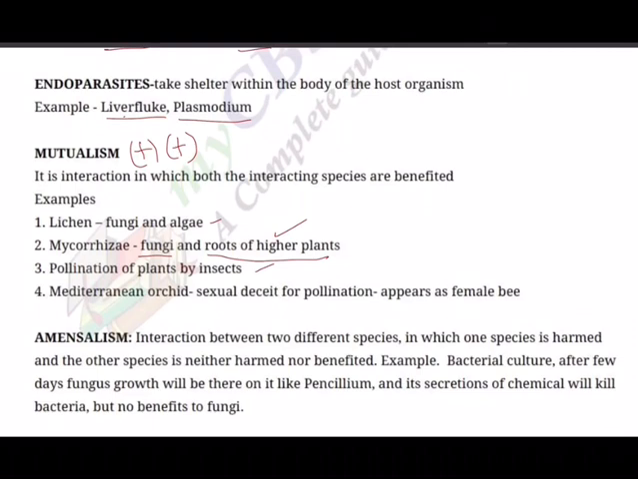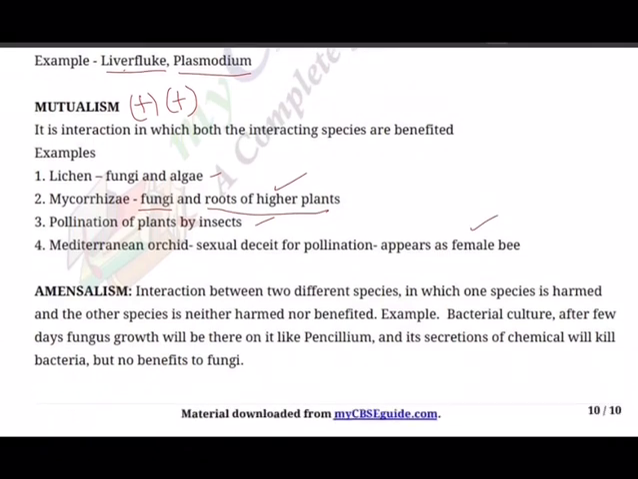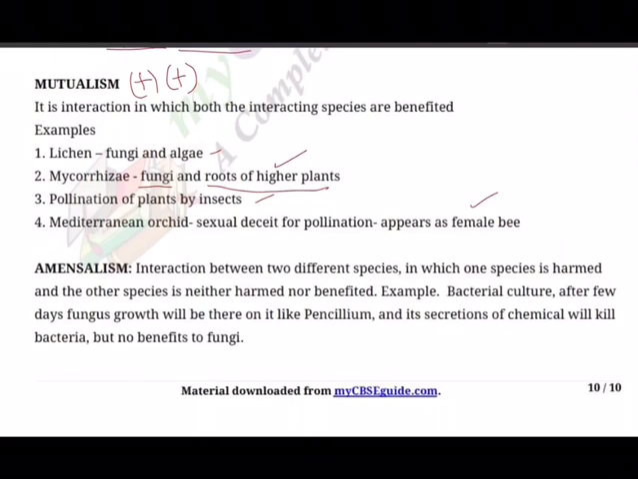Mediterranean orchid, sexual deceit for pollination, appears as a female bee. So these are all the various interactions and various methods, various adaptations that they undergo. And then we talk about amensalism.